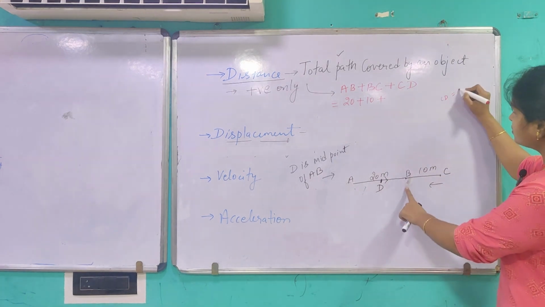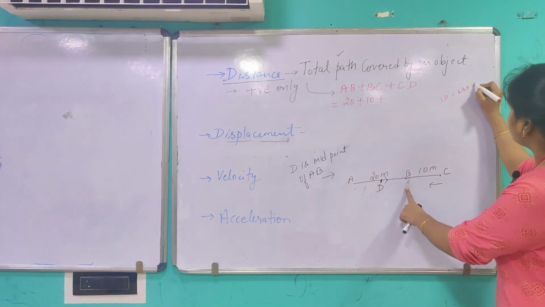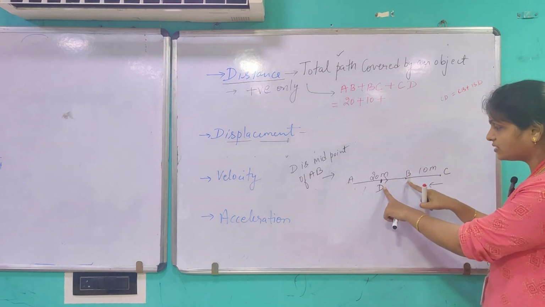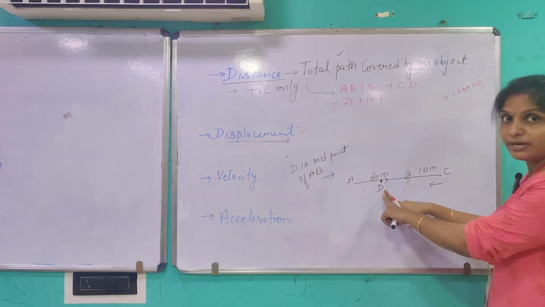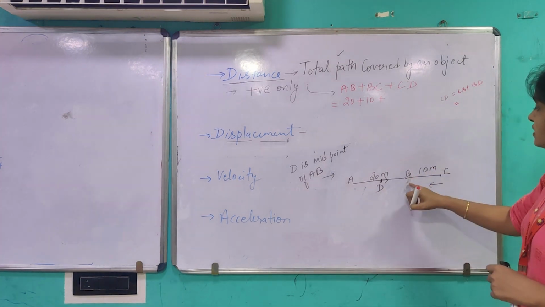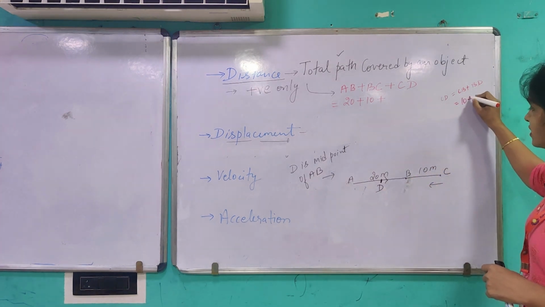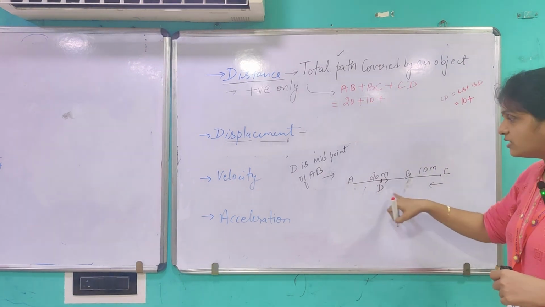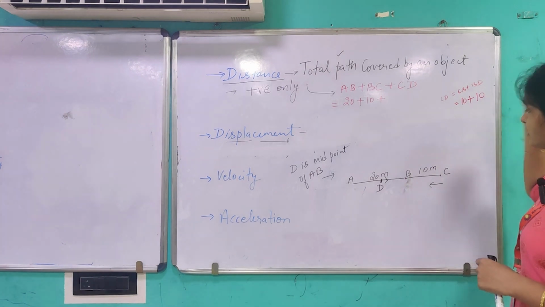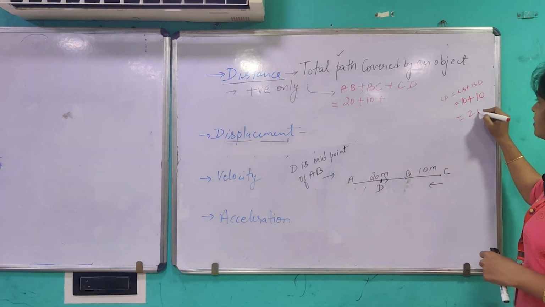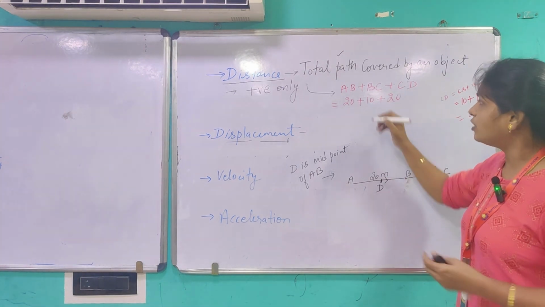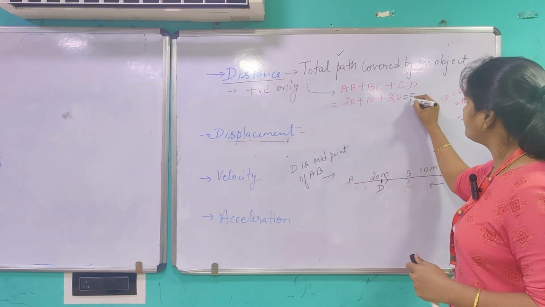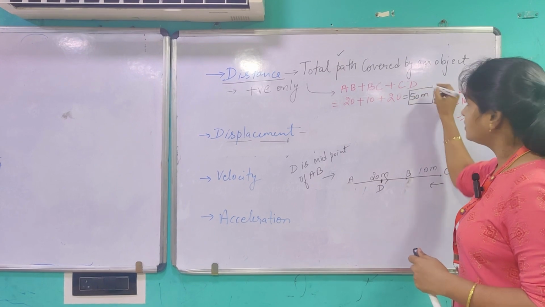CD is a combination of CB plus BD. If you see, from C to D is a combination of CB plus BD. What is CB? CB equal to BC, 10. What is BD? D is the midpoint of AB. AB is 20, so BD will be half of that, 10. So CD will be 20. What is the distance now? 20, 20, 10. 50 meter is the distance.